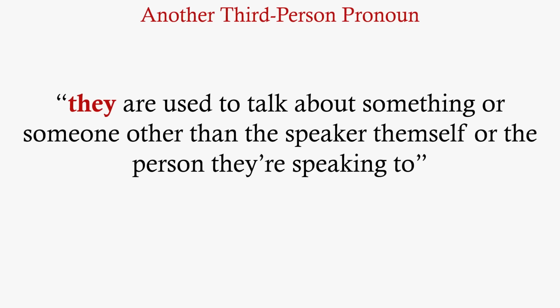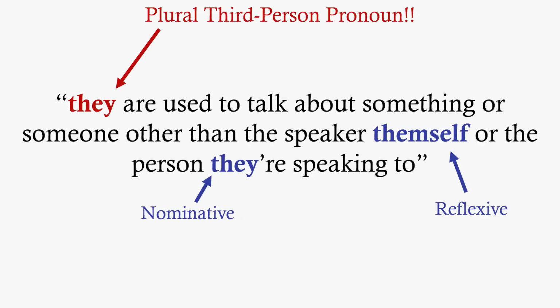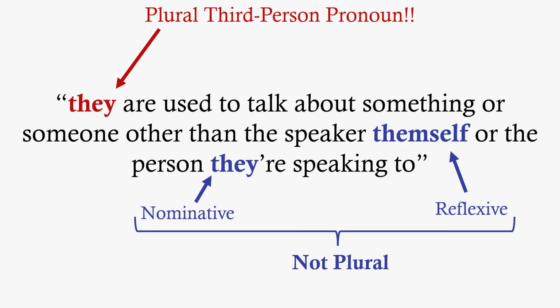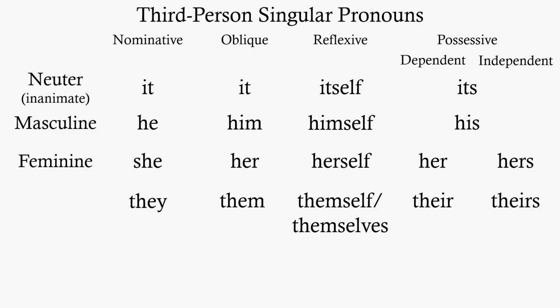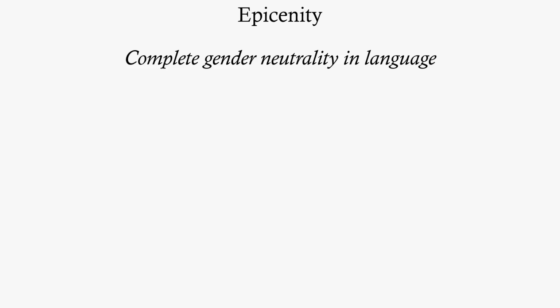Because here we have another third-person pronoun, the reflexive themself and nominative they, which is plural, right? Except it isn't, because these pronouns are being used to replace the speaker, not the speakers, a singular individual. This is the fourth third-person singular pronoun, grammatically, the epicene. Epicenity is complete gender neutrality, not just when something covers the masculine and feminine.